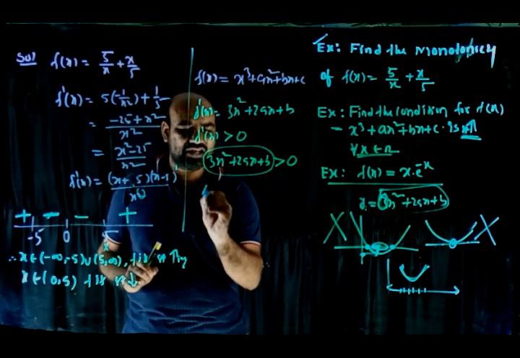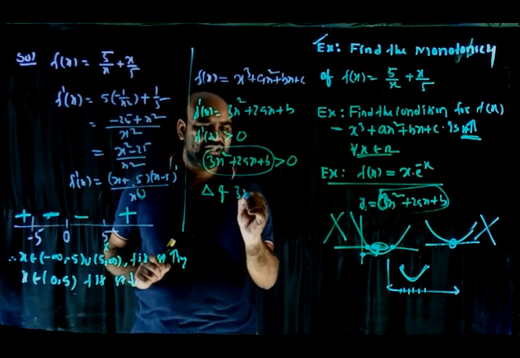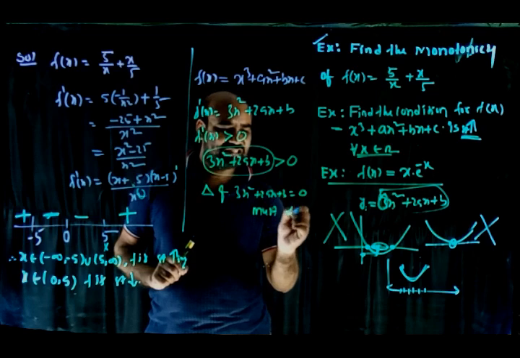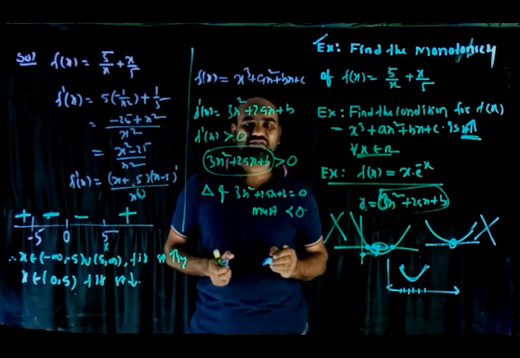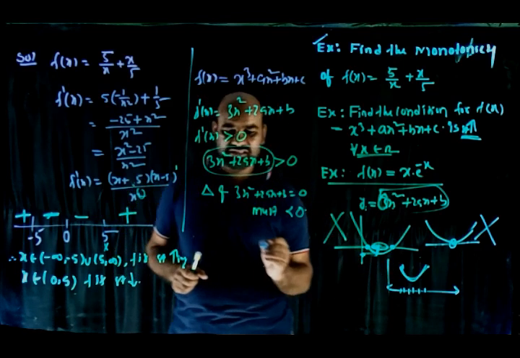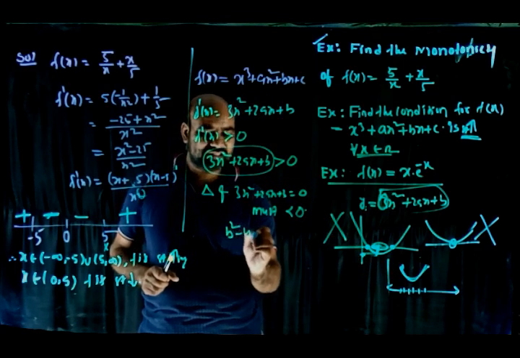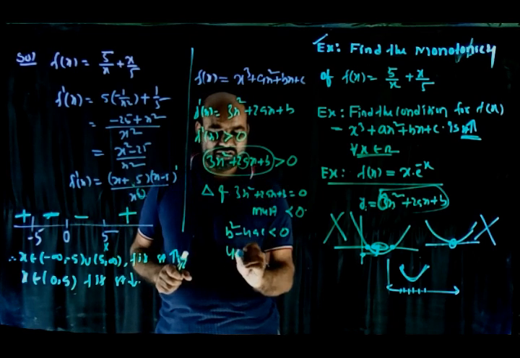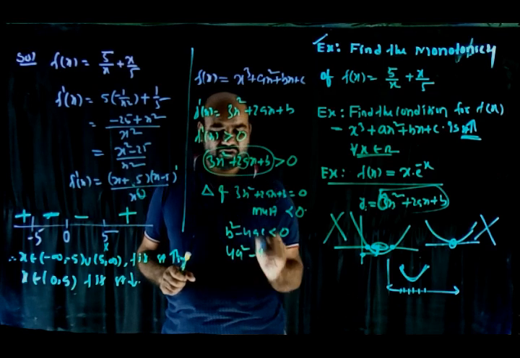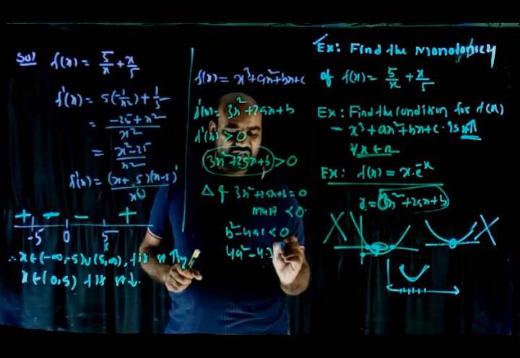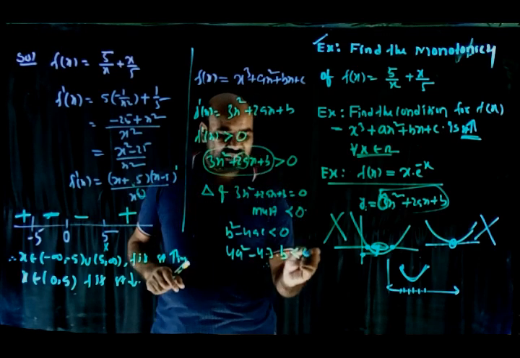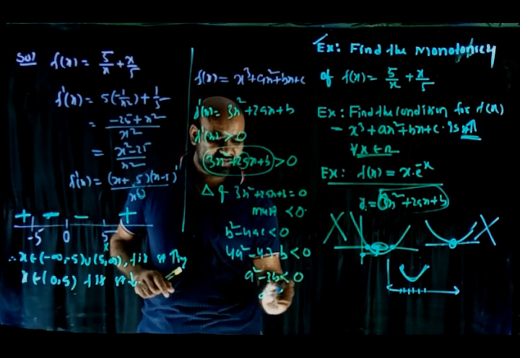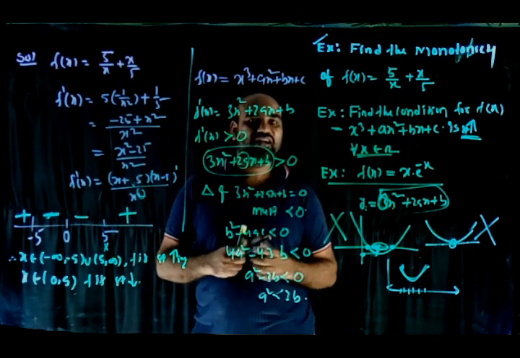I am writing like that: delta of 3x square plus 2ax plus b equal 0 must be lesser than 0. Then only we get complex roots, and then only the graph never touches the x-axis. Delta means b square minus 4ac is lesser than 0. b means the x coefficient, so (2a) square minus 4 times a, where a means the x square coefficient, that is 3, times c, the constant term b, lesser than 0. 4 can cancel: a square minus 3b less than 0, or a square less than 3b. This is the required condition.